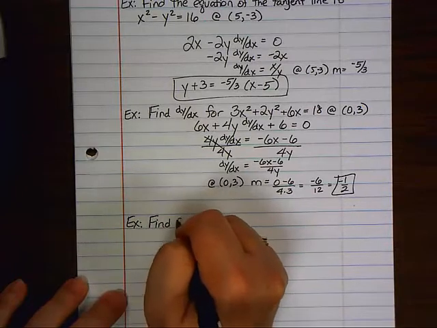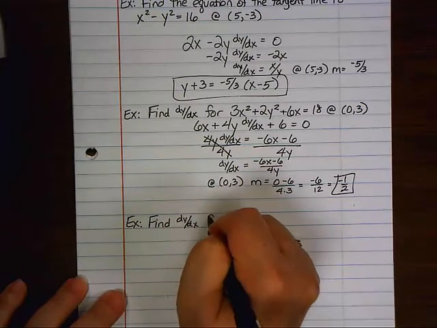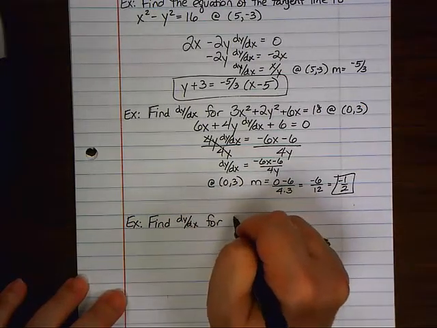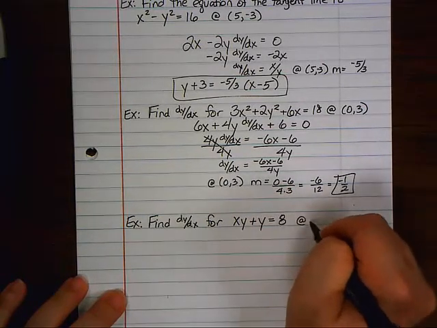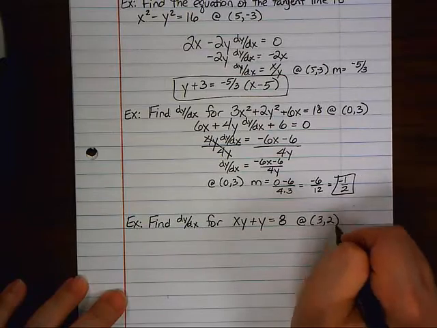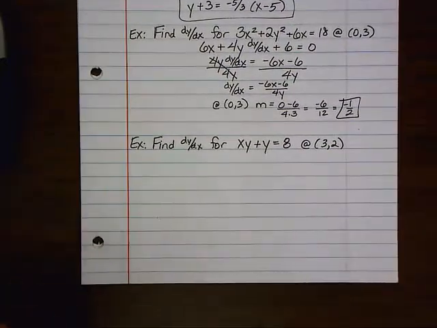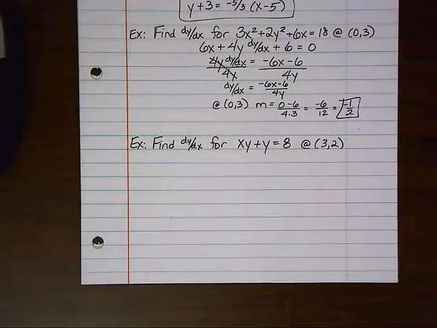Find dy/dx for xy plus y equals 8 at the point (3, 2). Okay, I don't want you to start this one yet, because some of you will catch what the twist is on this one. Some of you won't, unless I tell you. Okay?